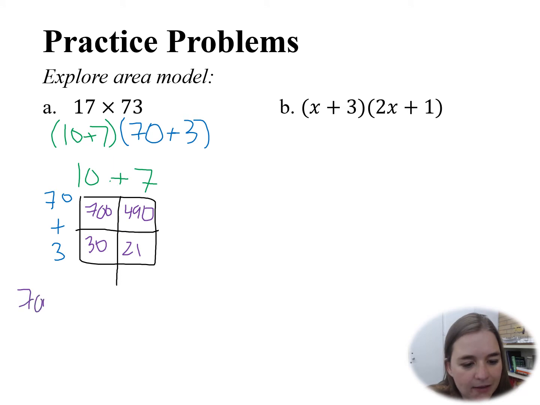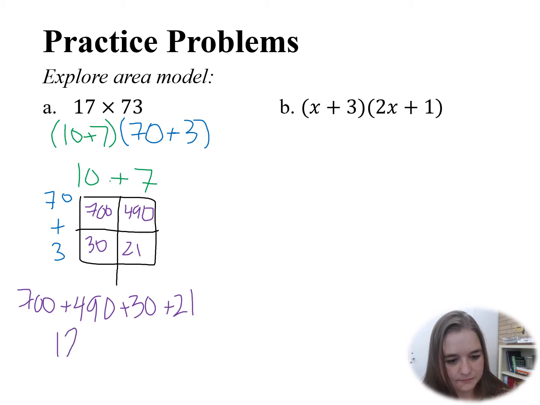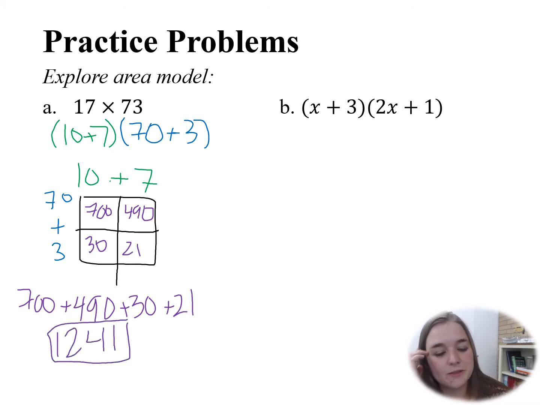I have 700 plus 490 plus 30 plus 21. I can add up each of my pieces of the area to get my total area. And when I do that, I find out that the area of this total rectangle is 1,241. And I can get that by adding up each of those pieces.